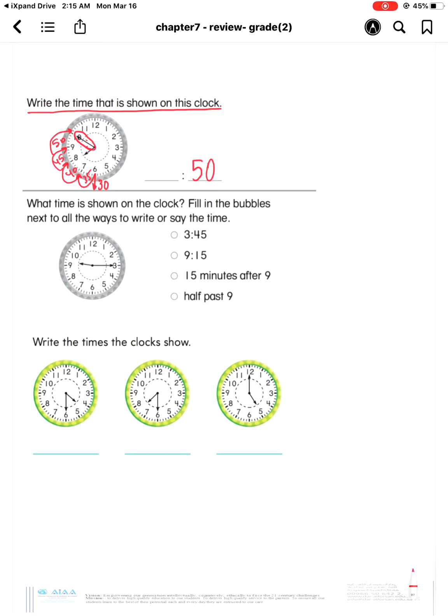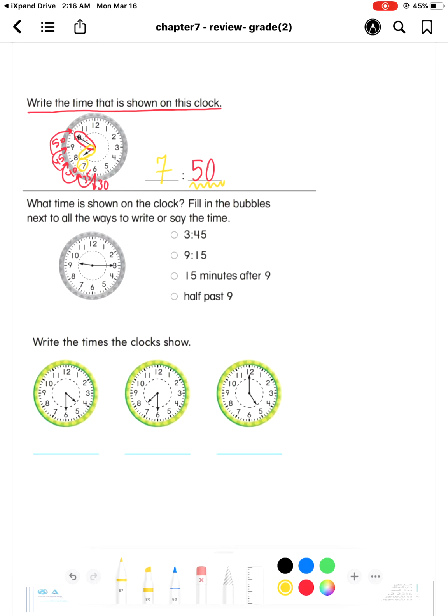Now when we look at the hours hand, this is almost 8, but it's not 8. We should write 7 because it's 50 minutes. So we are about to reach 8 o'clock, but we didn't reach 8 o'clock yet. So we will write 7, so it's 7:50.